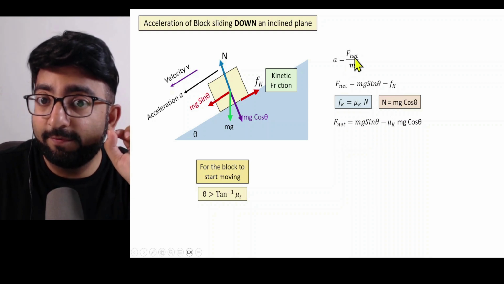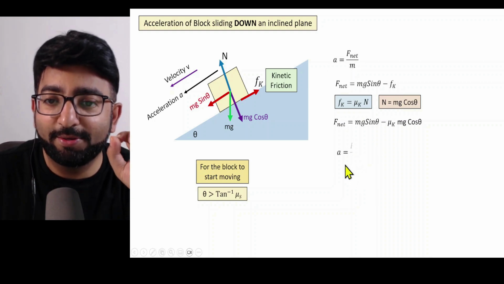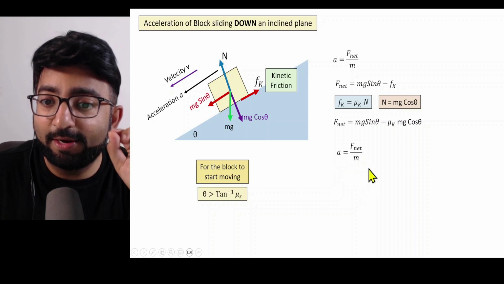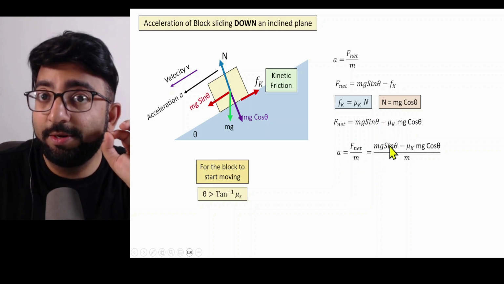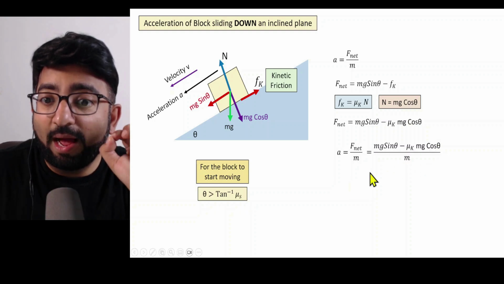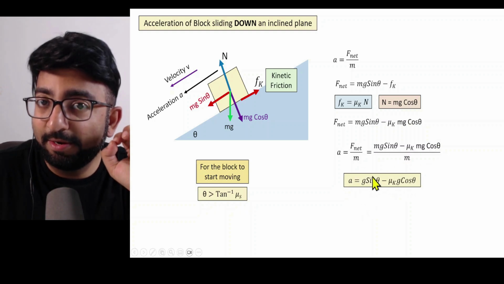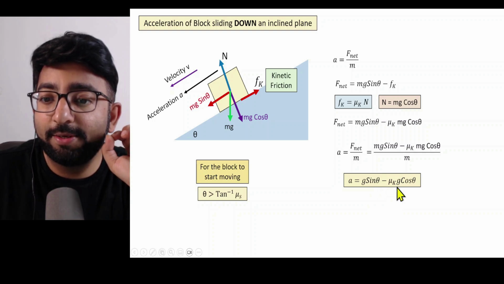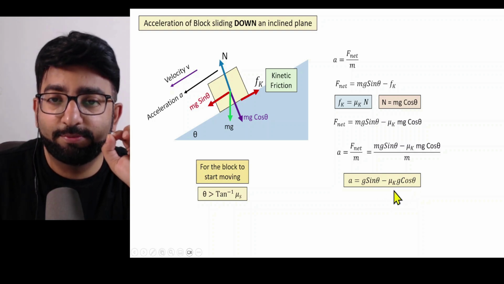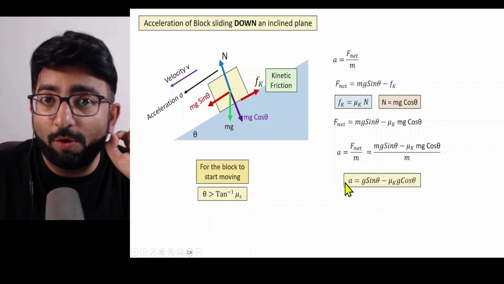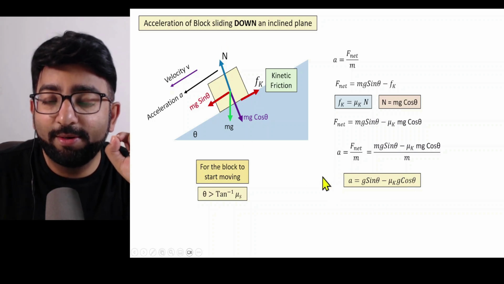Now we will divide the net force by mass to get the acceleration. Hence, acceleration is F net upon m. So the entire expression needs to be divided by m. And now if we simplify, we will get acceleration as g sine theta minus mu times g cos theta. So this is the acceleration of a block which is sliding down an inclined plane.